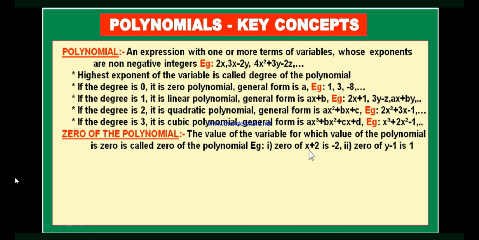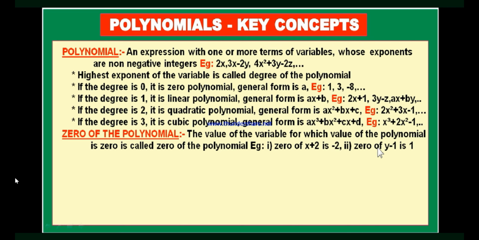For example, x plus 2 is a polynomial. Now in the place of x, if you substitute minus 2, then the value of x plus 2 is minus 2 plus 2, which is 0. Therefore, the value of the polynomial x plus 2 becomes 0 when x is equal to minus 2. This x value, this variable value, is called 0 of the polynomial.